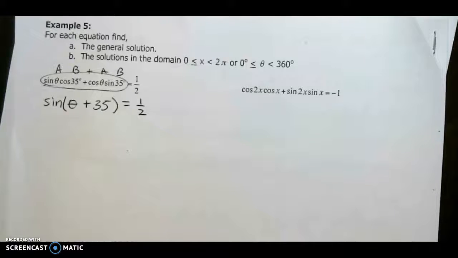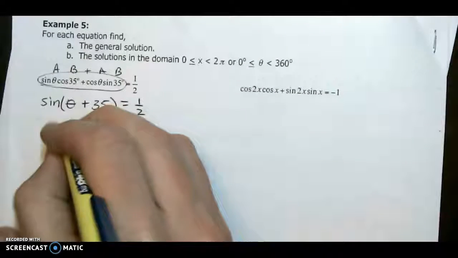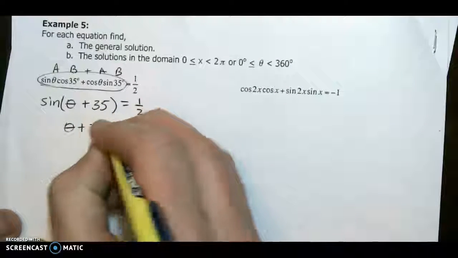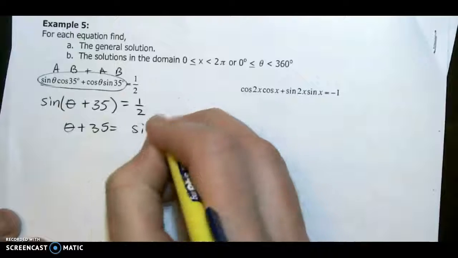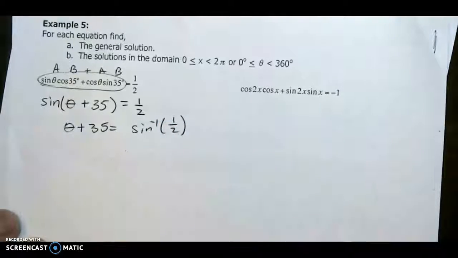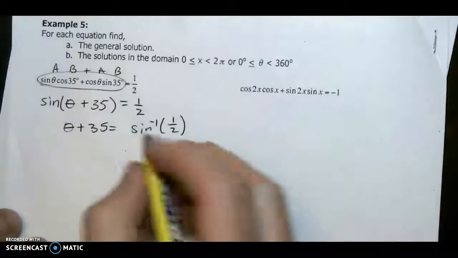Now we're going to solve for theta. So we're going to do inverse sine of both sides. And this is to isolate our theta. That is the whole goal. Now we're going to evaluate that.